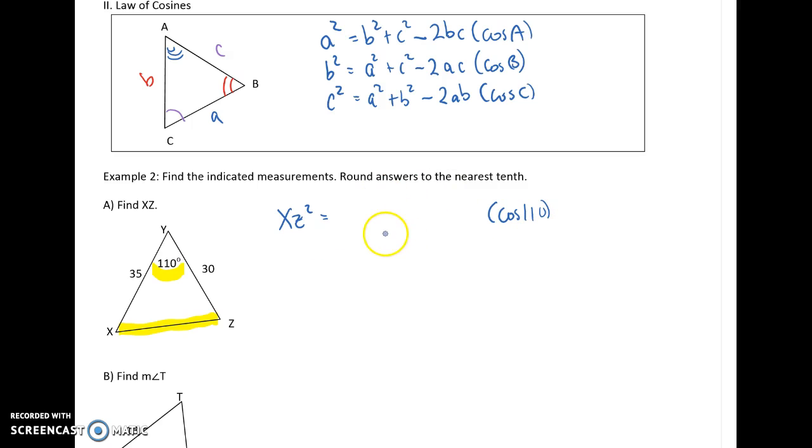So I'm going to start and finish with that opposite angle pair. How do I fill out the middle? Well, the other two legs, I'm going to square them. So 35 squared plus 30 squared. That order doesn't matter, right? And then I'm going to take away 2 times each of those numbers and then put that right up next to the cosine 110.